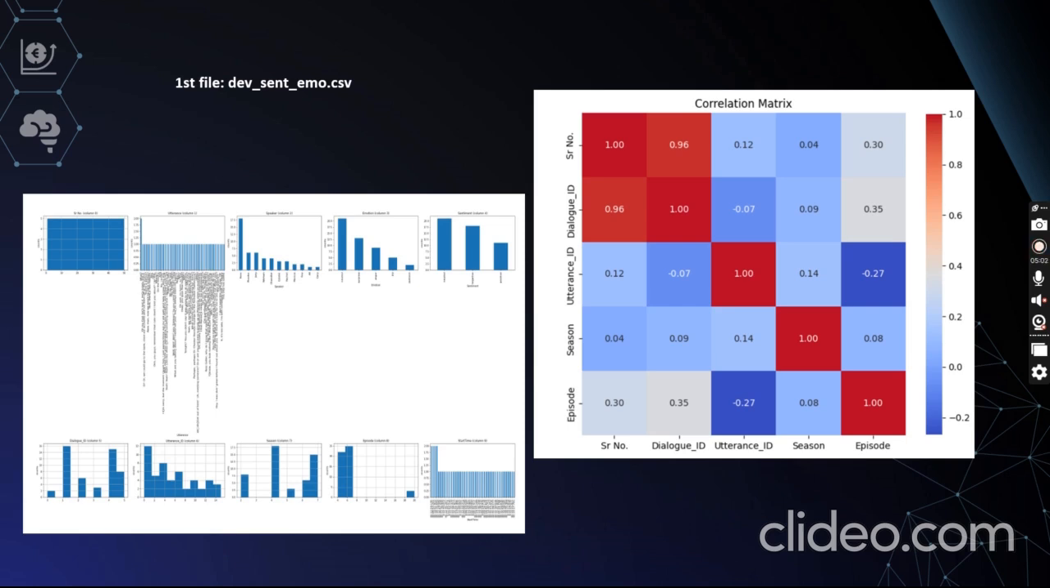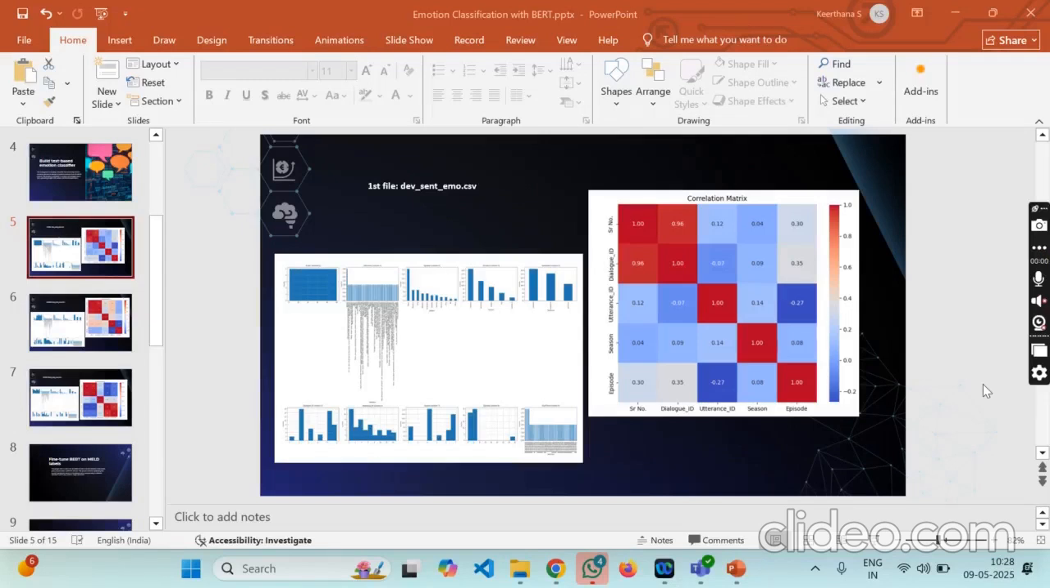High correlation between serial number and dialogue ID indicates that data rows are mostly ordered by dialogue progression. Season and episode are not strongly correlated with most other variables, so you can treat them as independent categorical or meta features. Utterance ID is relatively independent, which is good. Modeling each utterance without strong bias from ordering is possible. There are no redundant features with a perfect correlation other than serial number versus dialogue ID, so dimensionality reduction is optional.